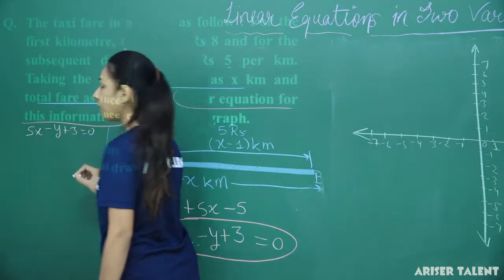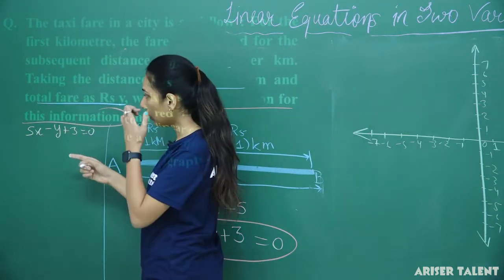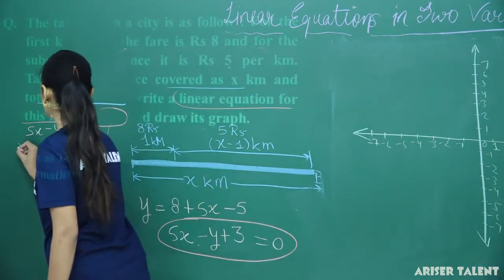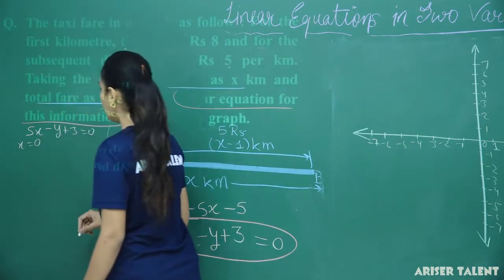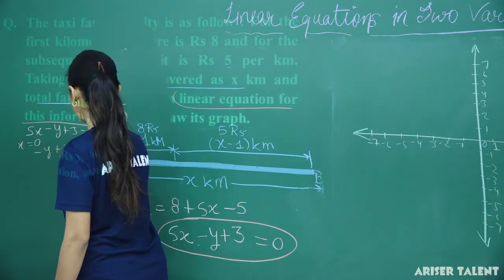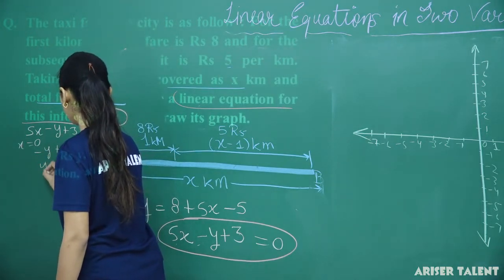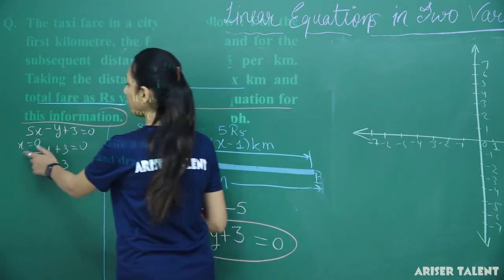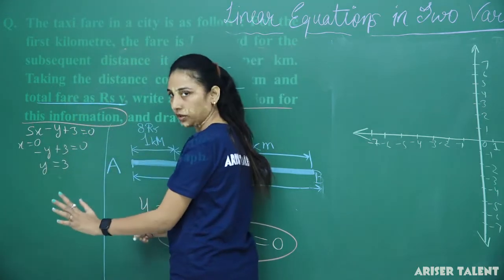now what I am doing? I am putting the value of x equals to 0. So at x equals to 0, the value of y is what? Minus y plus 3 equals to 0. So y will be equals to 3. So at x equals to 0, y equals to 3.